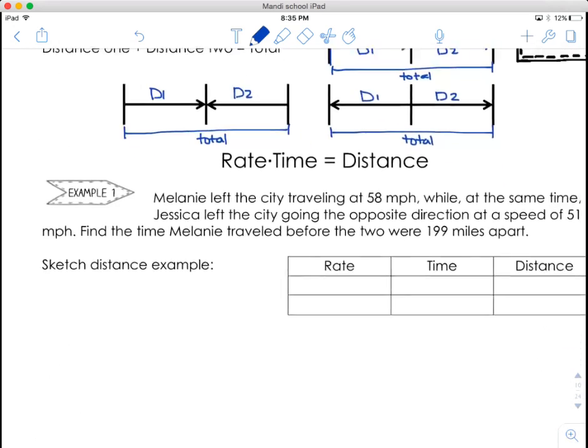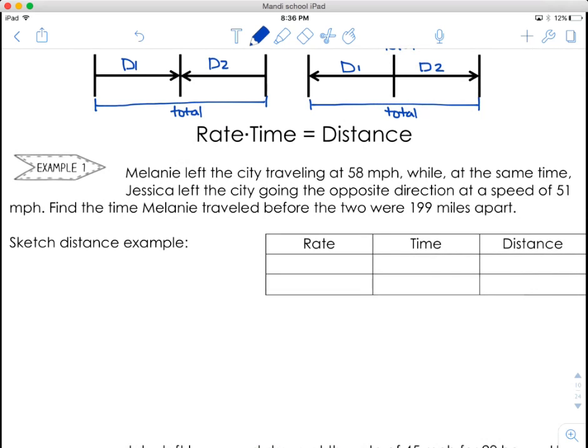So let's look at our first example. We're going to mark up and make sure that we get everything underlined and circled that we need to know to make sure we fill out our charts like we should. So first person is Melanie. She left the city traveling at 58 miles per hour. Well, at the same time, Jessica left the city going in the opposite direction at a speed of 51 miles per hour. Find the time that Melanie traveled before the two were 199 miles apart.